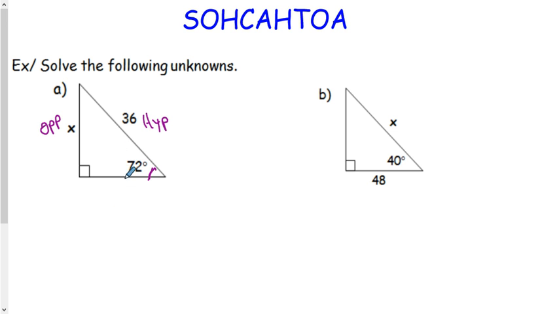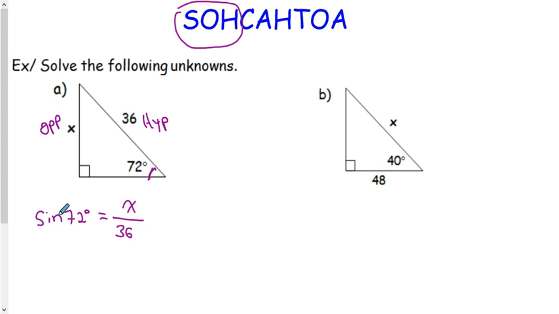And I'm going to say to myself, okay, which ratio involves the opposite and the hypotenuse? Turns out that that's sine ratio. Sine ratio wants opposite and hypotenuse. So I'll write this out as sine of angle 72 degrees is going to be equal to my opposite side, that's x, over my hypotenuse, that's 36.